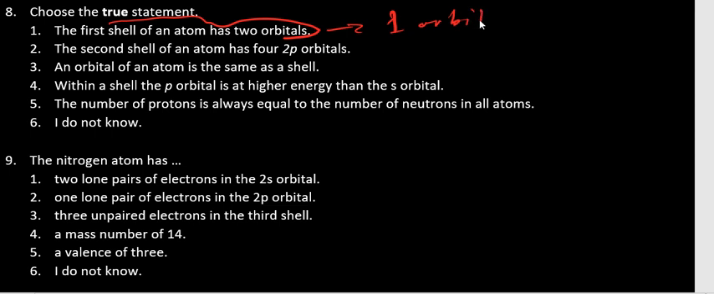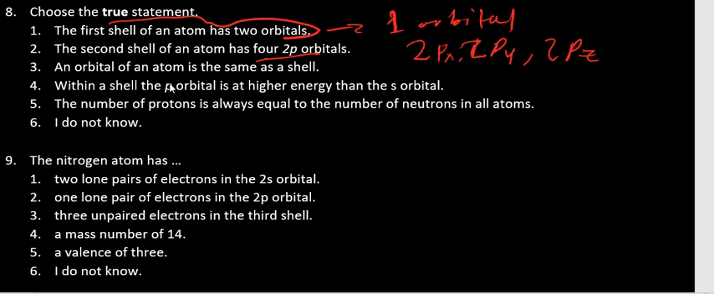Okay, there's only one orbital in the first shell. The second shell of an atom has 4 2p's. No, that is wrong. They are not supposed to be 4. Instead, they have to be 3. So we have 2px, 2py, and 2pz. All right. So those are the 3 guys we need to understand.